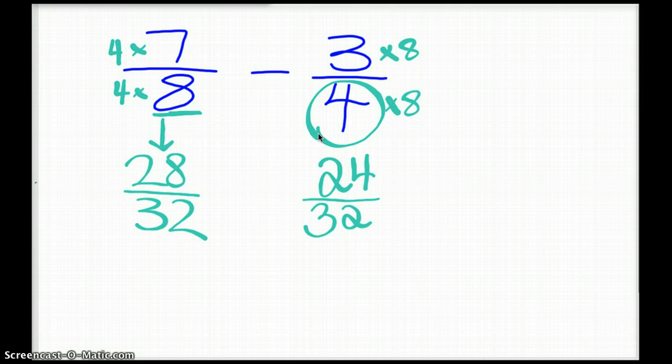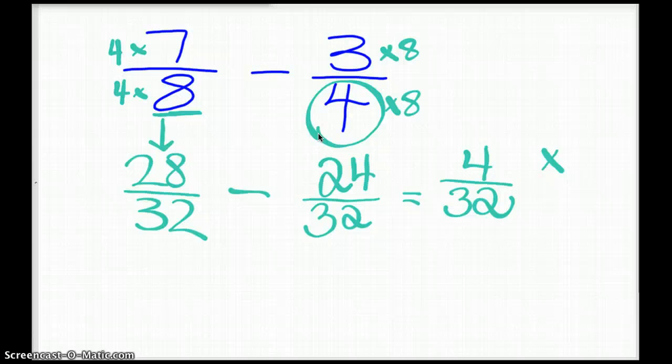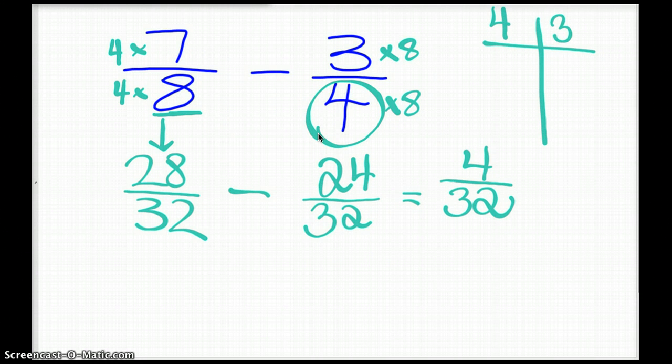Okay, and then we subtract. We're not changing the sign that we're doing. So this gives us 4 over 32. But we need to see if we can simplify that. So we're going to make our T-chart for 4 and 32. How do we get to 4? What are some ways to get to 4?